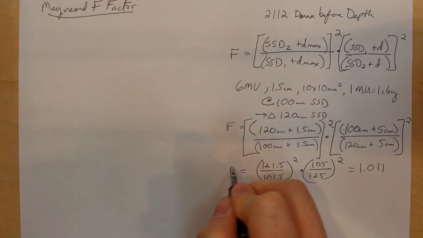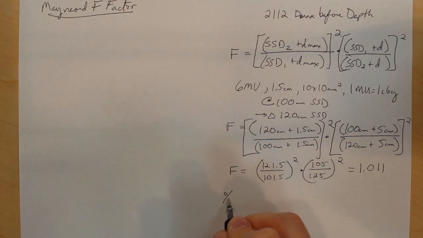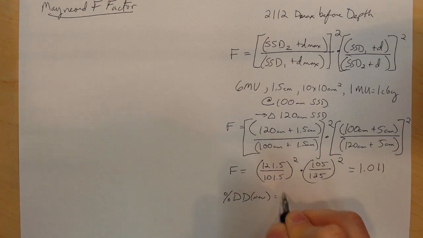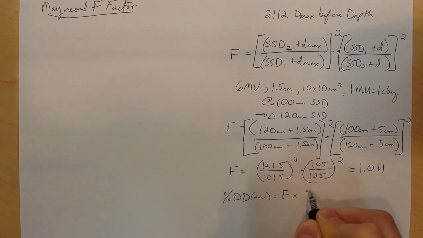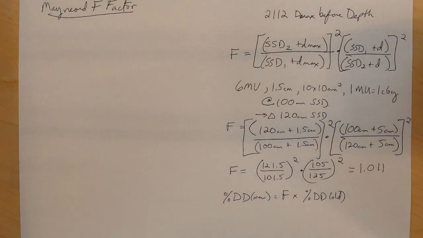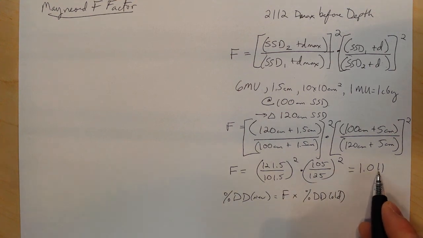So to get our new percent depth dose, the new one is going to be your Mayneord F factor times your old percent depth dose. It's a percent depth dose modifying factor. Now you'll see another reason why a lot of people just ignore the Mayneord F factor: at a 20 centimeter change in SSD, I only got a little over 1% change in my percent depth dose.